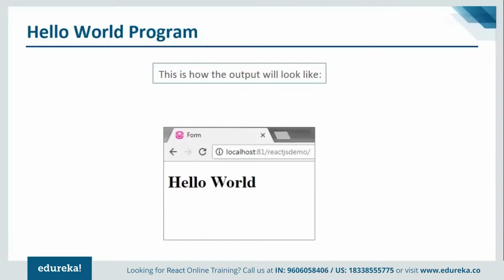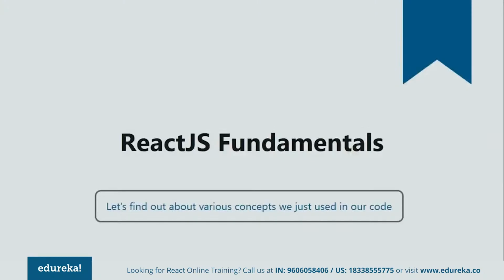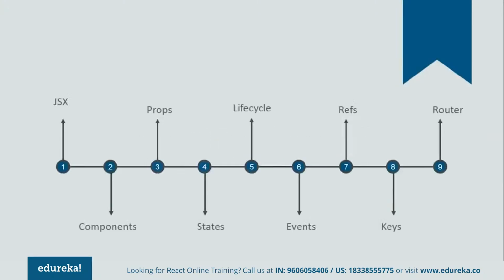Since we are done with our first program, let's now find out the various fundamental concepts working behind it. Here, first we'll understand what is a JSX file and how it is used. Then we'll learn about the component and its different forms. After this, we'll find out what are props followed by the states. Then we'll have a quick look at different phases of a component's life cycle. Next, we'll learn about the React events and how they are triggered. After this, we'll see what are the references and keys and understand their importance in React. Finally, we'll understand what is React Router and then we'll proceed to a demo.